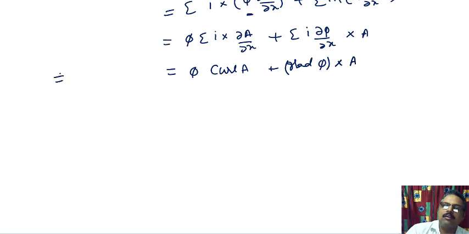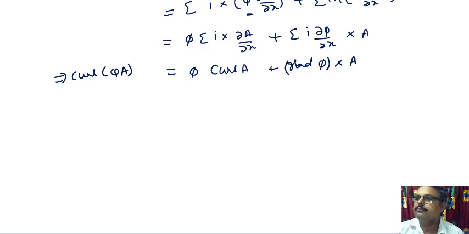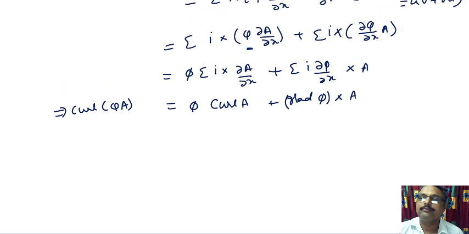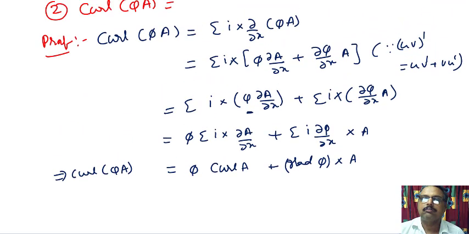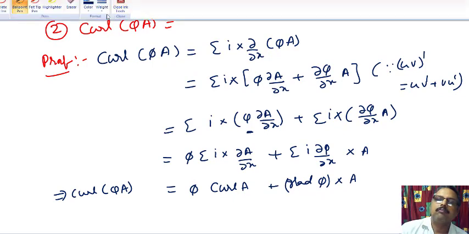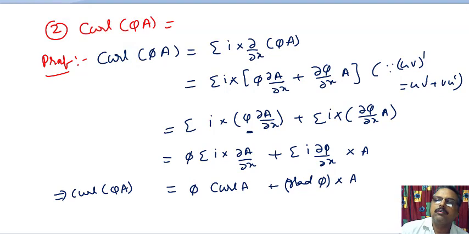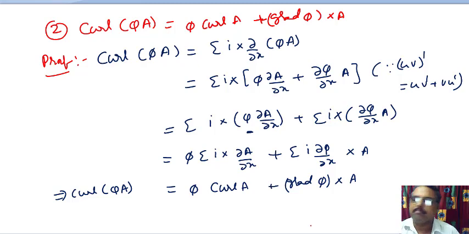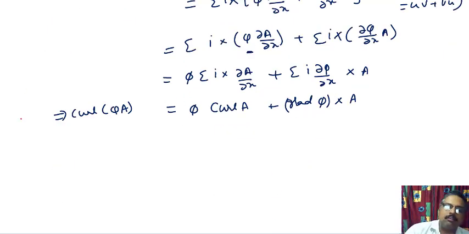So what is the result? Curl phi A equals phi curl A plus grad phi cross A. Very simple. Now we will discuss the third result.